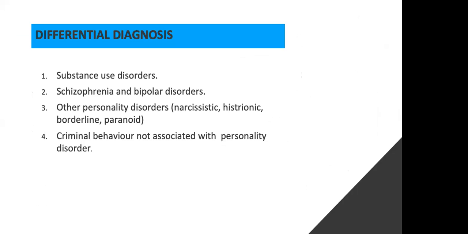And third, we should also exclude other personality disorders because some of them may share the same features or characteristics with antisocial personality behavior. We also need to know there are some characteristics that can distinguish between antisocial personality behavior and other personality disorders. And the fourth is criminal behavior not associated with any personality disorder. Next.